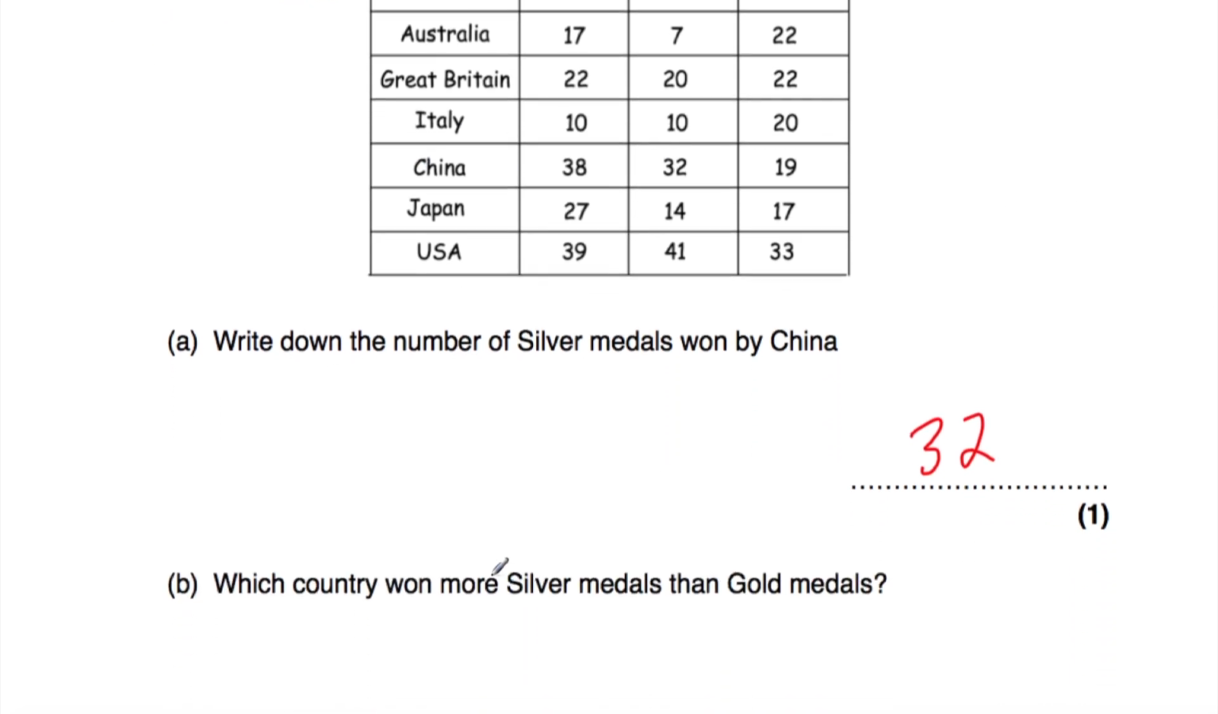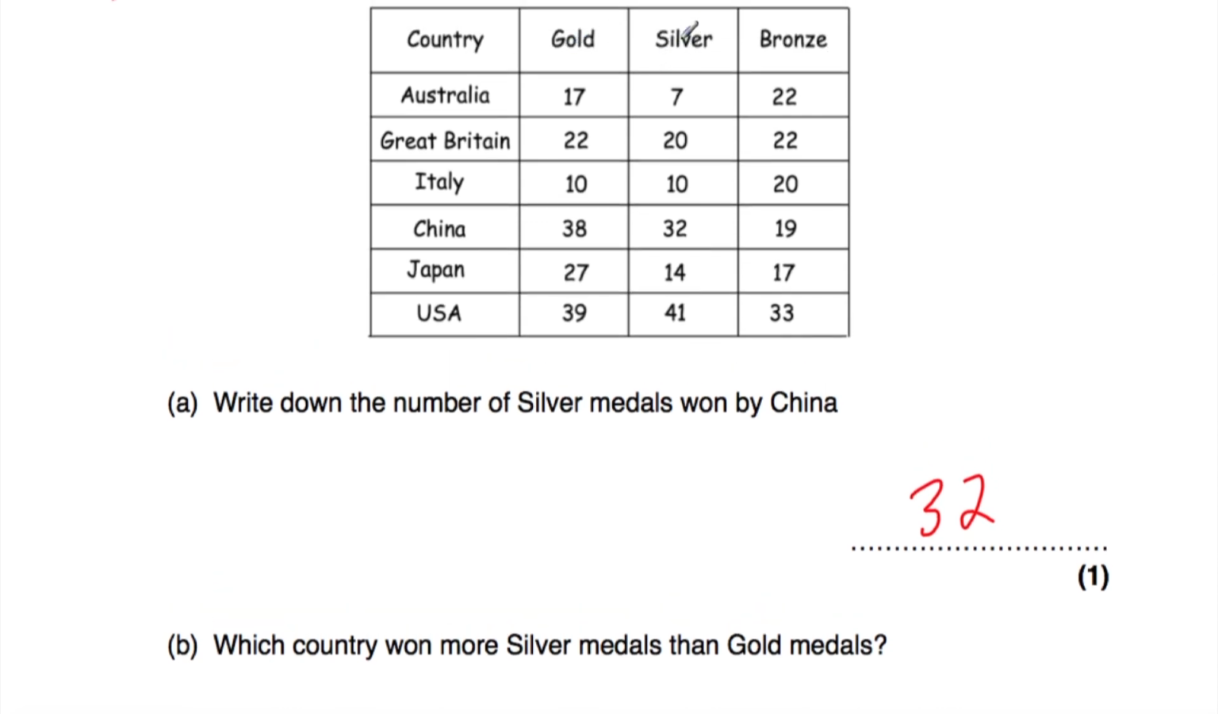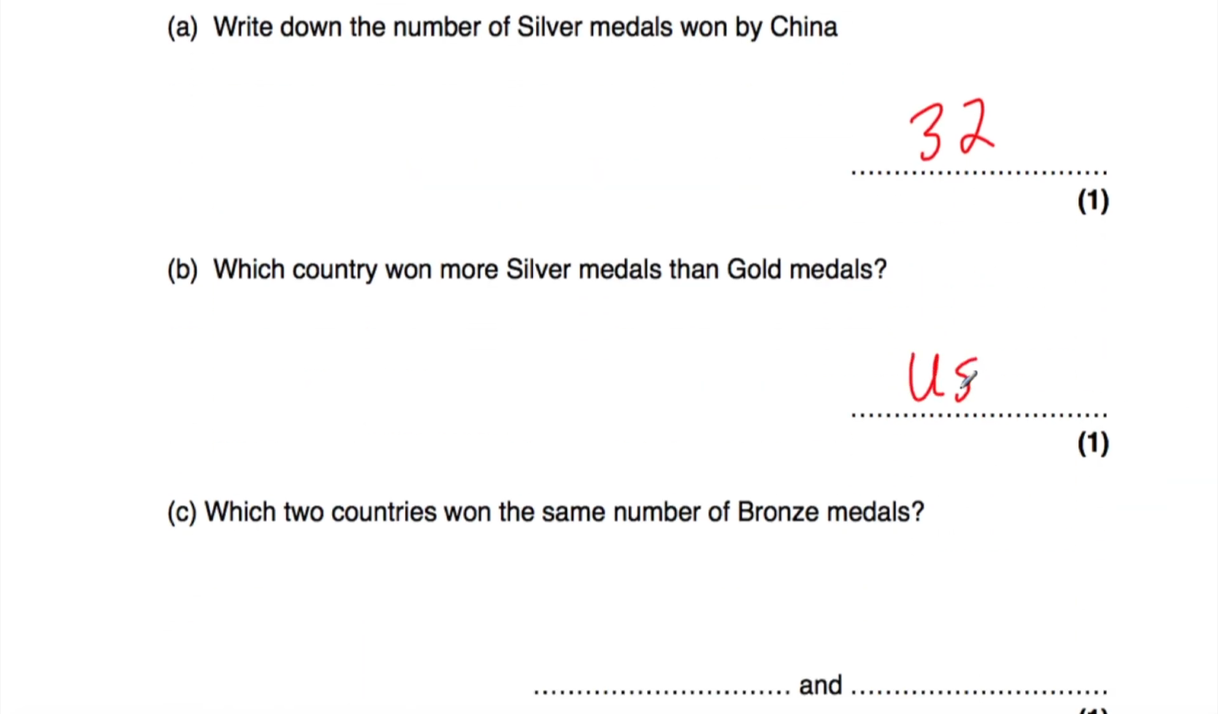Part B says, which country won more silver than gold medals? So we're looking at the silver and gold, and we want to see which country won more silver than gold. And because there's which country, that means there's only going to be one country, I think, in this list that will have won more silver than gold. So Australia, did it win more silver than gold? No, they won more gold than silver. Great Britain won more gold than silver. Italy won the same number of gold and silver. China won more gold than silver. Japan won more gold than silver, but if we have a look here, the United States of America, they won 41 silver and only 39 gold, so the United States of America won more silver than gold, so it'll be the USA. So let's write that down, USA.